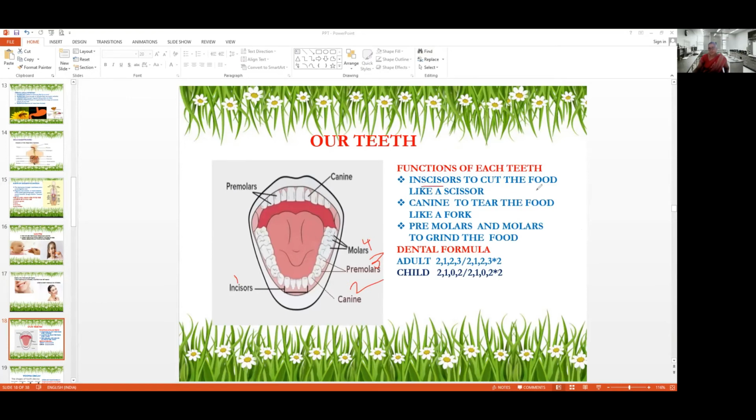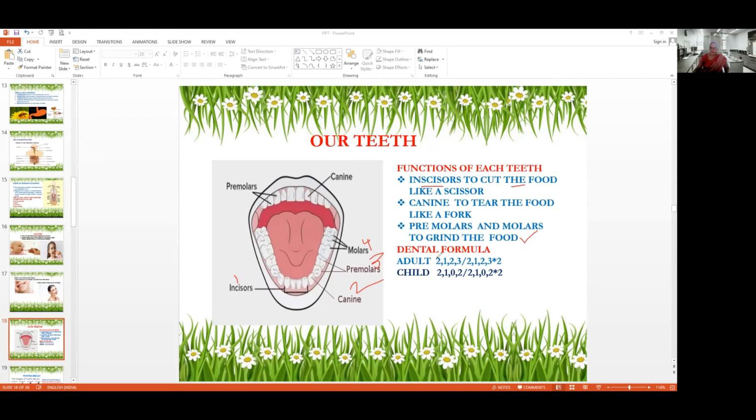One is the incisor. Incisors cut the food, like a scissor. Canines tear the food. For example, think about the tiger, lion, and all carnivorous animals. They tear the flesh of the food. Canines are very sharp actually. Then premolars and molars are only to grind the food.